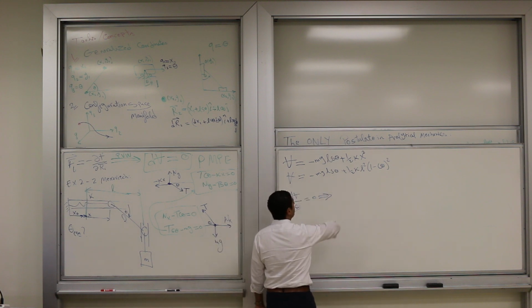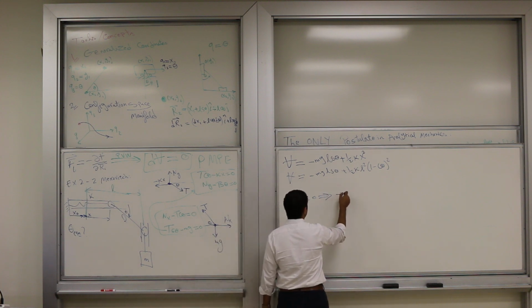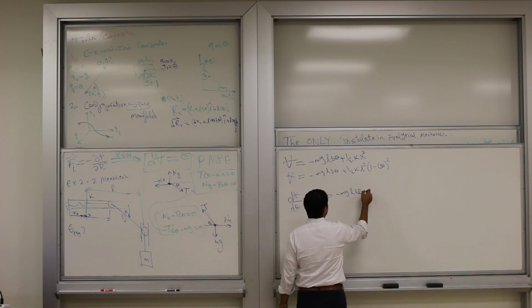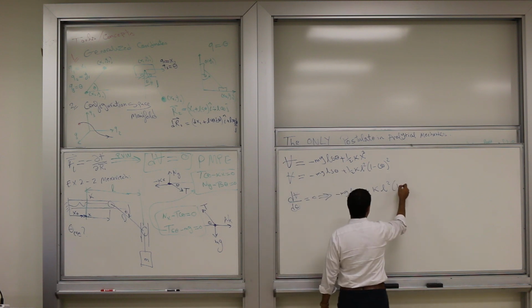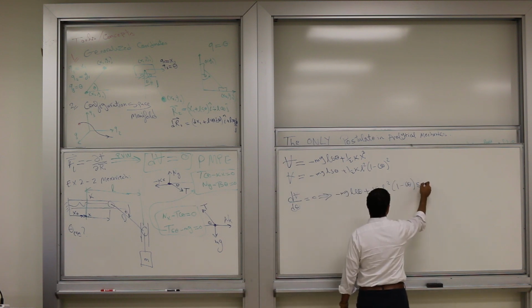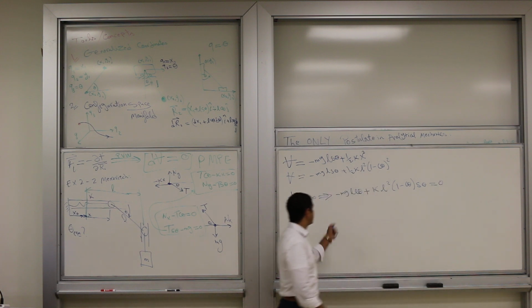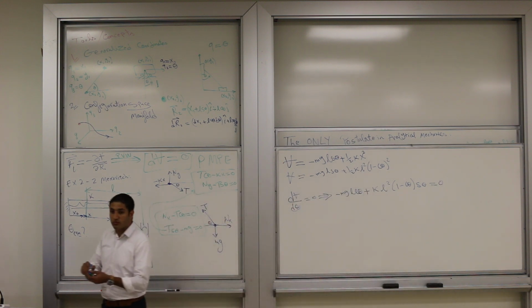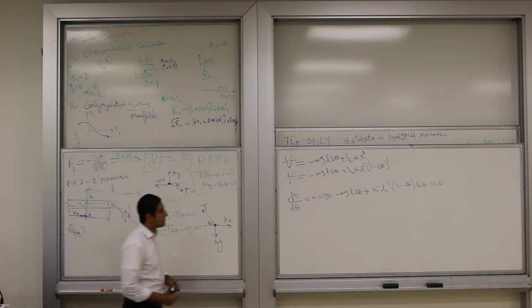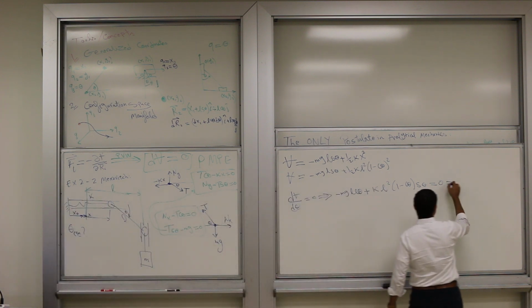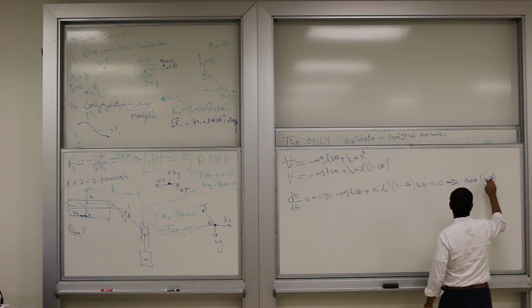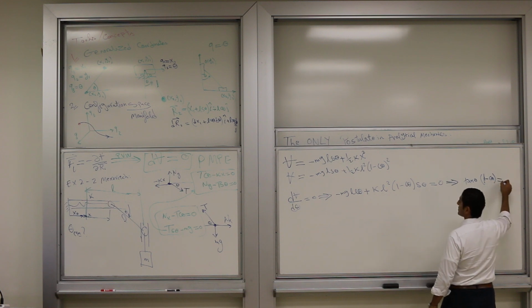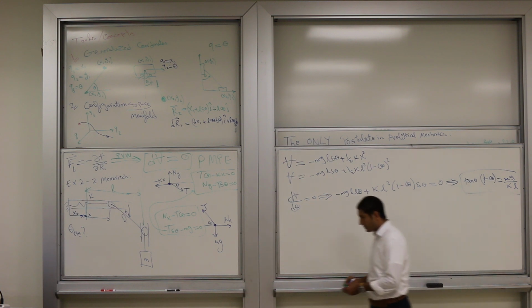So please differentiate this with respect to theta. This is negative mg L cosine theta plus k L squared times 1 minus cosine theta times sine theta. This is 0, we're done. This is a single equation in a single unknown, which is theta at equilibrium. Solve it. So we have tan theta times 1 minus cosine theta equals mg over kL. Okay?